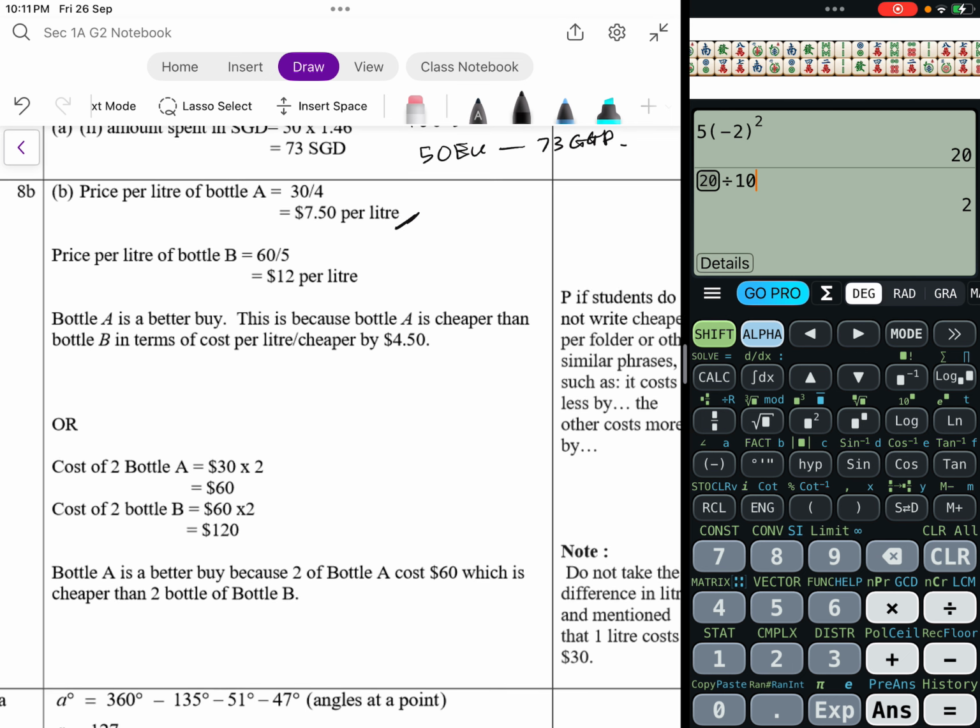Okay, another way is to compare the cost of 2 bottle A. Alright, because okay, this one is question mark, right? Because this one is 4 liter and this is 5 liter, so you cannot compare this because you times 2. This is for 8 liter, this one is for 10 liter. Okay, I'm not sure what's wrong with the center.